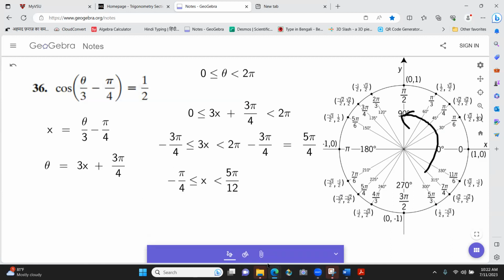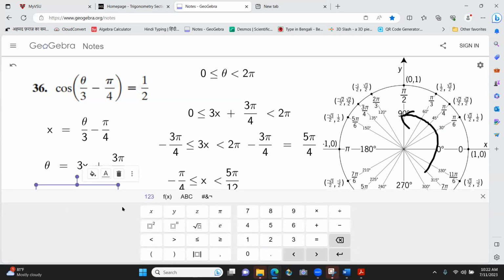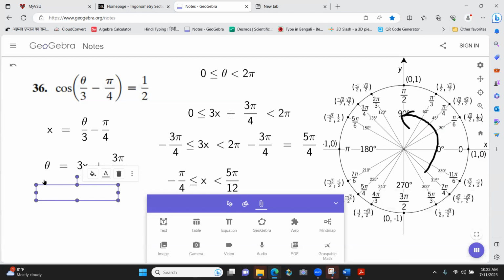Now, my original equation, the one that was given, now turns into something very clean cut. It turns into cosine x is equal to half, right? Where is cosine x equal to half? Easy.